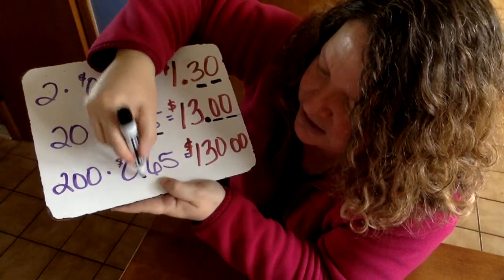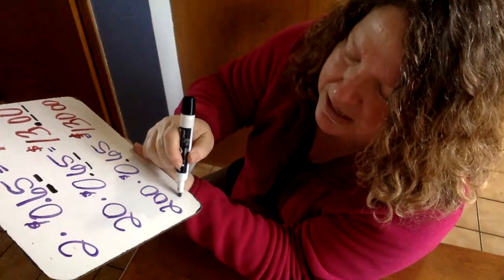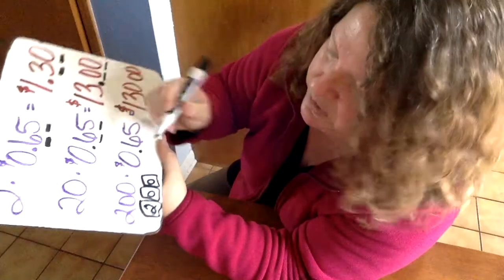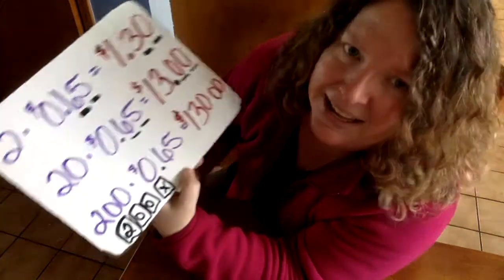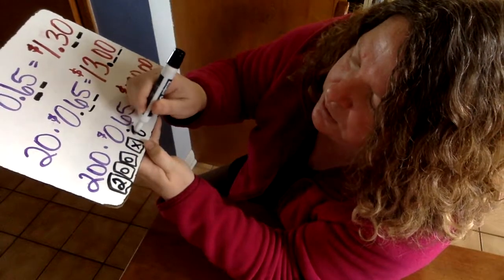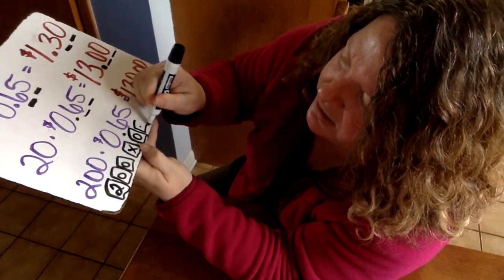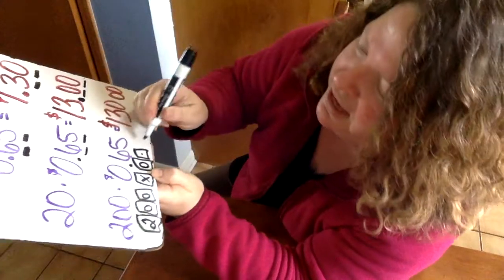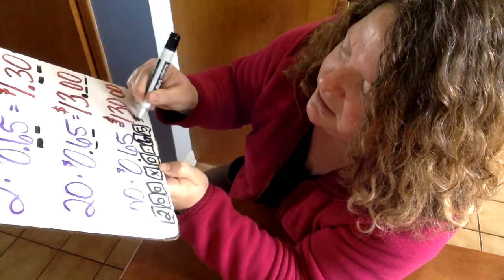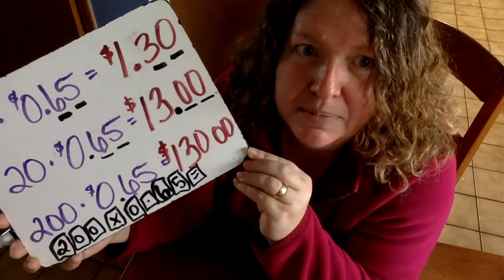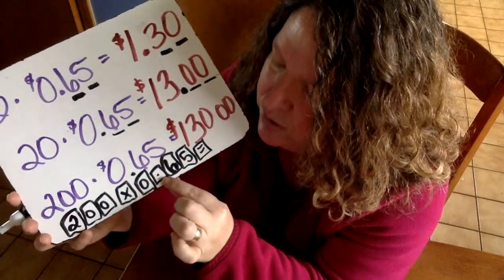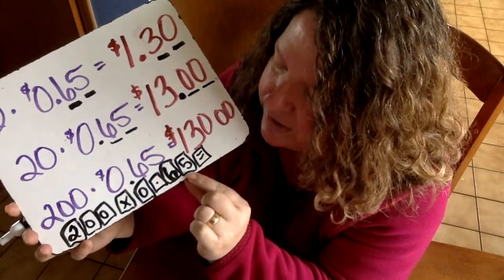When we type it into the calculator, we type it in as 2, 0, 0. Then we type the multiplication sign. Now, how do you type in 65 cents? Well, you type in 0 and then the decimal point. You have to type in the decimal point. Then the 6 and then the 5 and then the equals. So that's how you type that into the calculator: 200, multiplication sign, 0, decimal point, 65, equals.